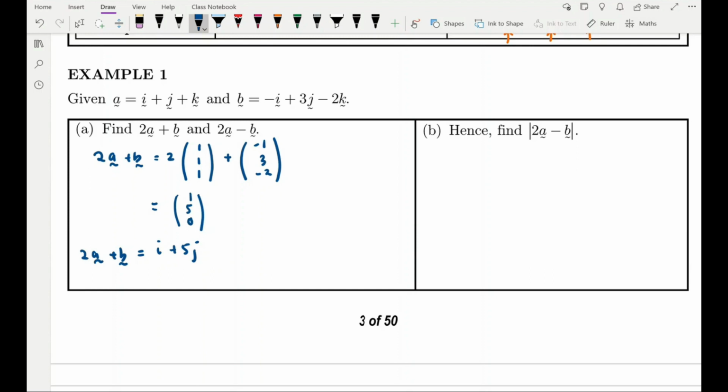And then we have 2a minus b. So for 2a minus b, we just rewrite it as 2 times 1, 1, 1, and then minus negative 1, 3, negative 2. So we can get 2 minus negative 1 is 3. 2 minus 3 is negative 1. And 2 minus negative 2 is 4. So 2a minus b is equal to 3i minus j plus 4k.